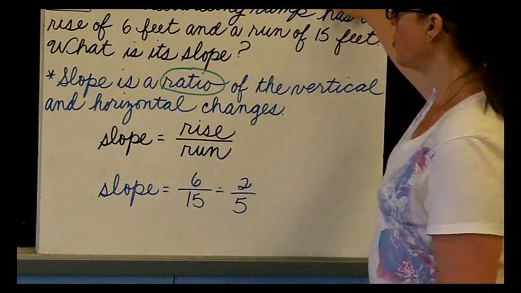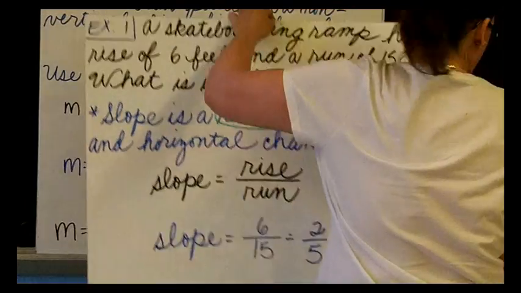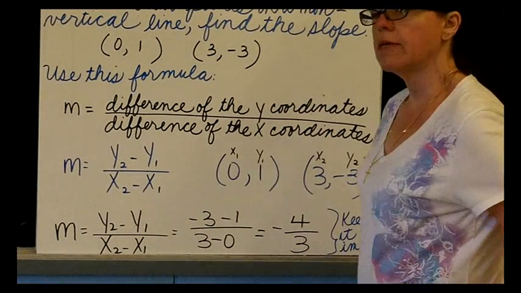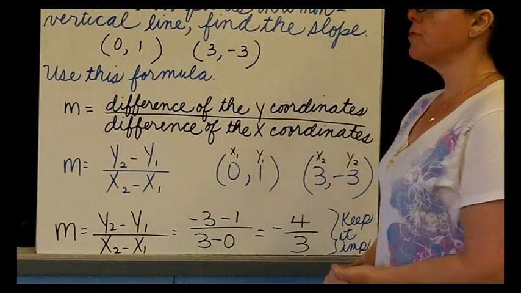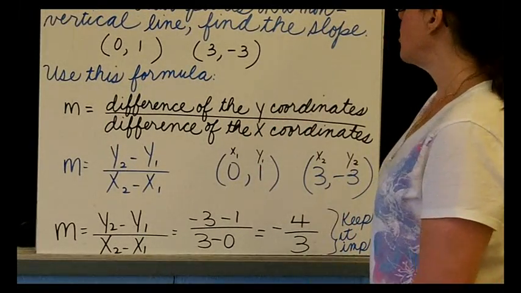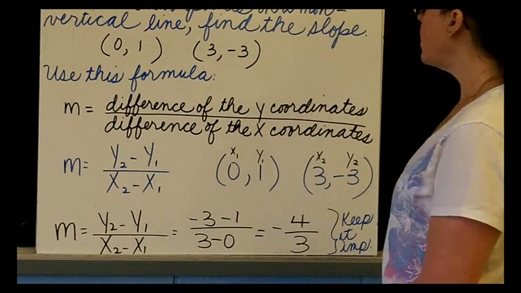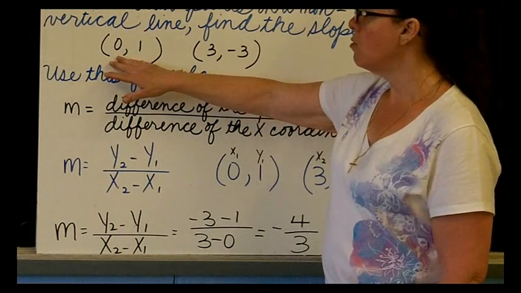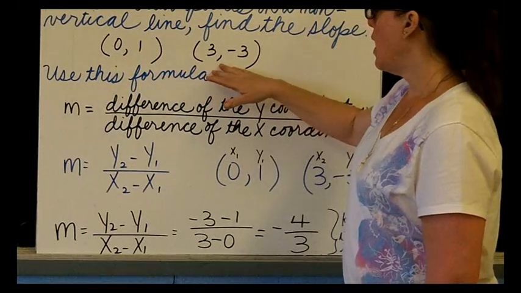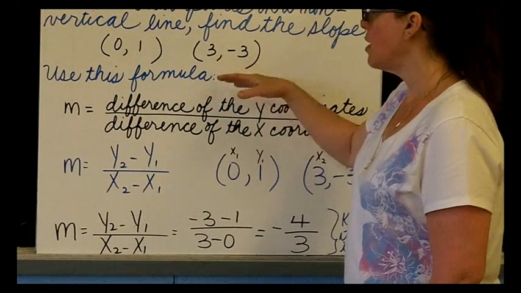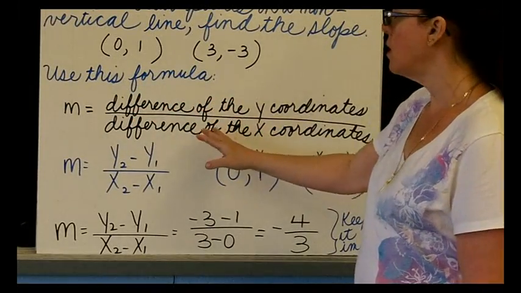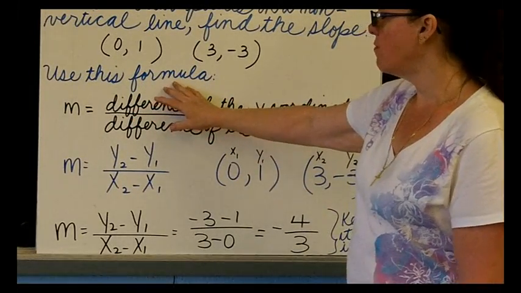Now, example 2 is a little different from example 1. It's a little bit more involved. Given 2 points on a non-vertical line, find the slope. So here we have a line with 2 points on it, point (0, 1) and point (3, -3). And you're going to see problems like this pretty often. There is a formula to follow.